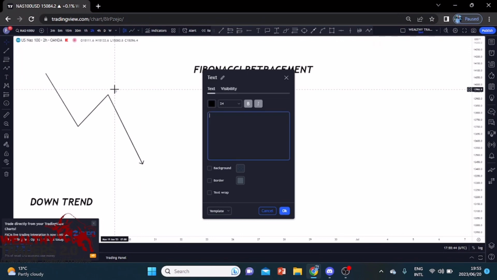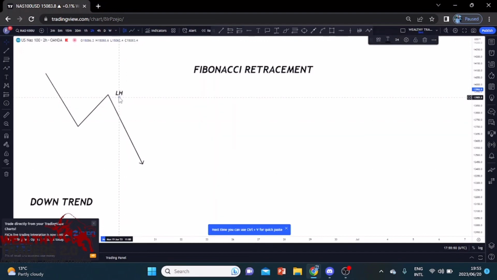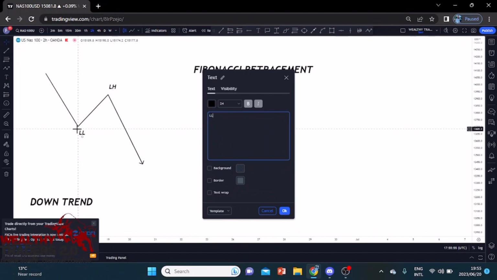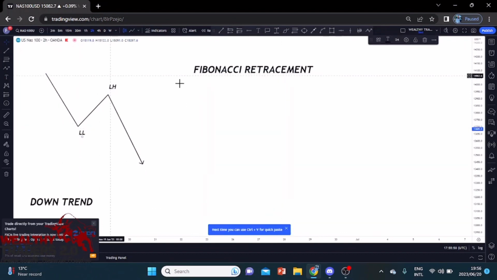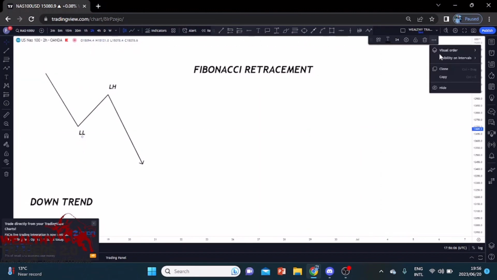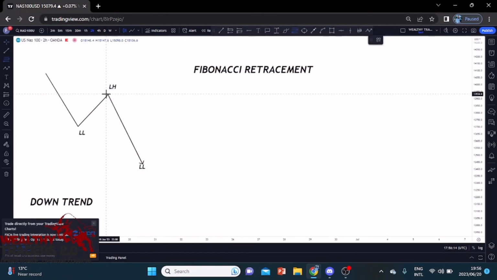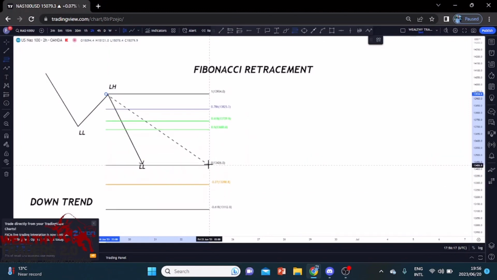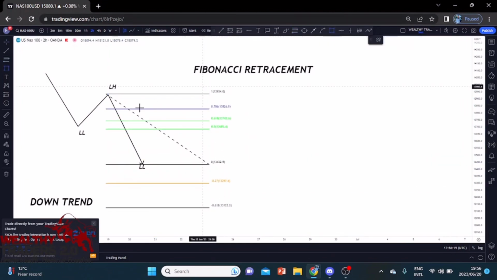As you can see, we'll have our lower high, then we will have our lower low right there. So you have to plot your Fibonacci from your previous lower high to your current lower low so that you can get your potential lower high right there.